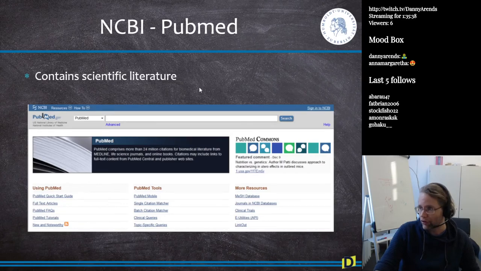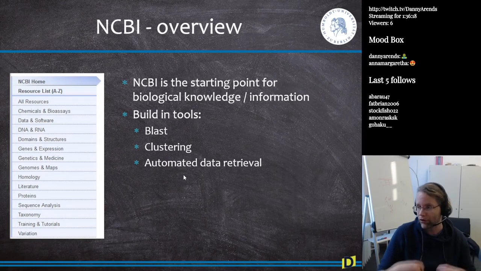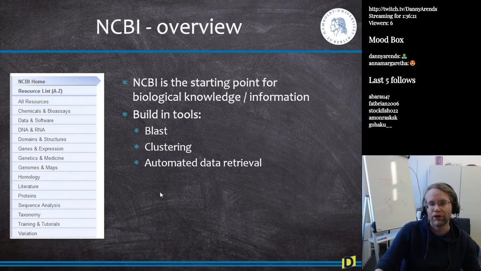So they run PubMed, the scientific literature, but they also have a lot of different databases. If you're interested in things like DNA and RNA, or in genomes and genetic maps, or in proteins or homology between different proteins, then NCBI can help you there. It has a lot of built-in tools as well. If you want to do local sequence alignment, it has a built-in BLAST function, and it can also cluster data for you. And the nice thing is that it has a very good automated data retrieval system. You can connect to the database from R directly and download what you want into R by using the NCBI connector.